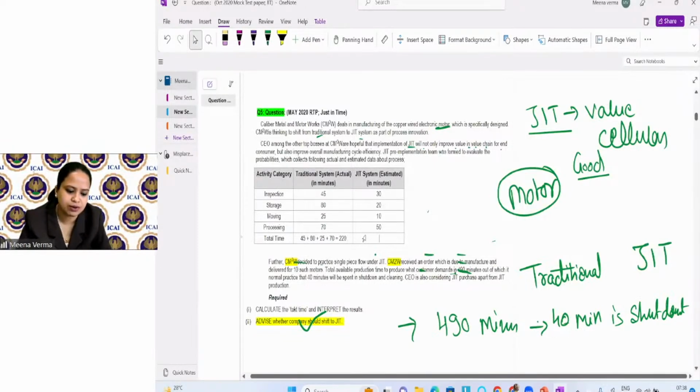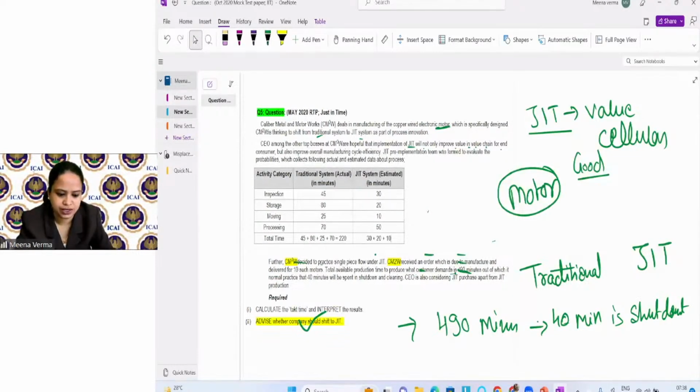Similarly, here what is happening? 30 plus 20 plus 10 plus 50. This is the total time of production.